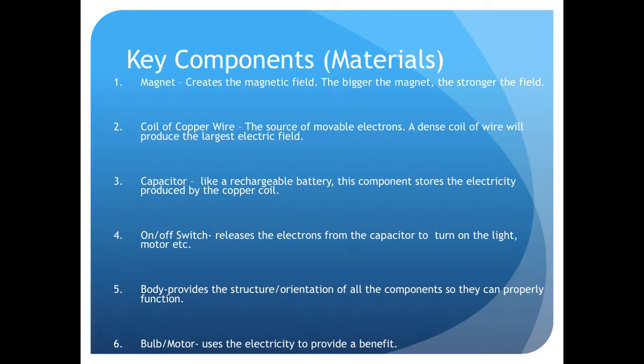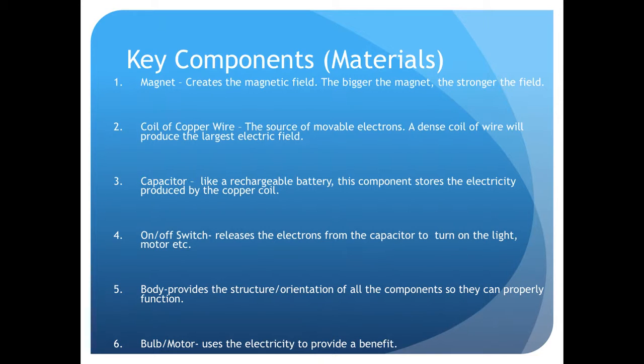So practically, the coil of copper wire is a source of movable electrons, and also, if you had a coil of copper wire in a straight line just spread out, there can be a lot of air, so not a lot of electric will be produced. But if you have it all scrunched together, there's no air spaces, so the electrons will produce the electric field.